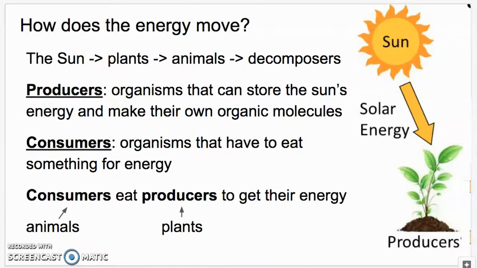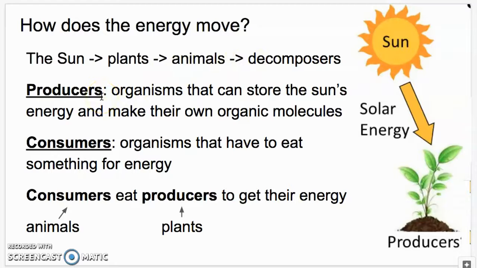So the next important question is, how does energy move? First, the energy starts off in the sun. The plants capture it through photosynthesis, but then it has to move through the rest of the animals in the ecosystem, and finally to decomposers like worms.